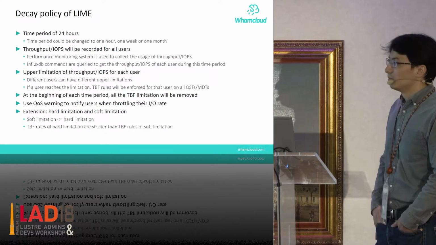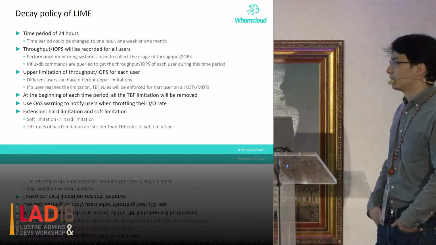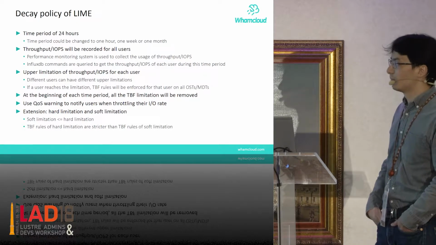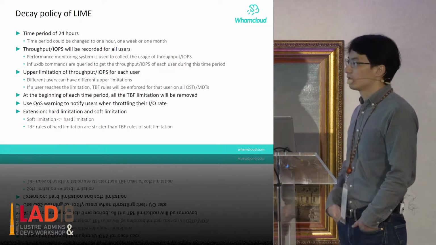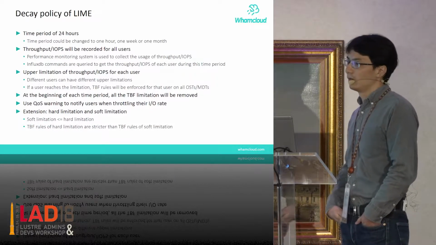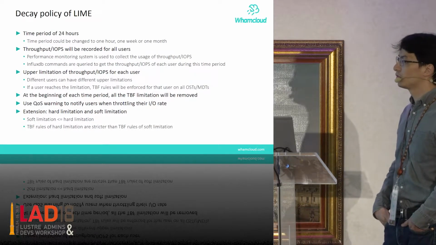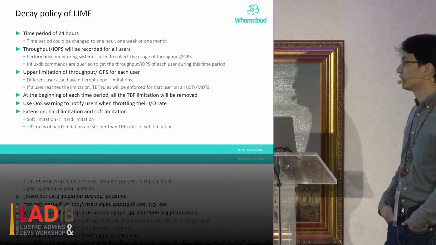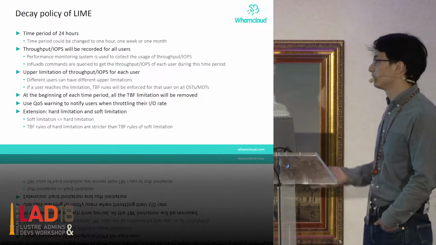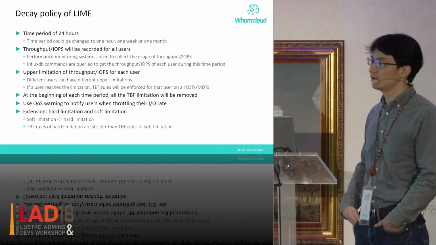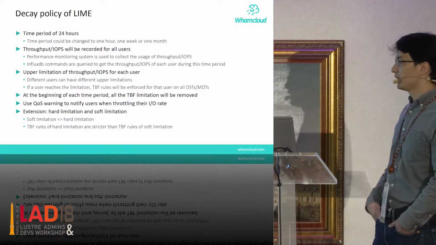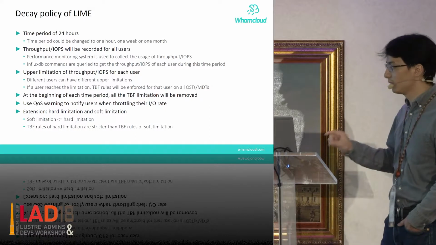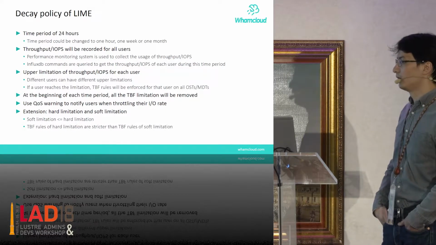And at the same time, because of the QoS warning messages, the users will get some notification from the console of the application. And of course, we can extend this into a form that is similar to the inode or capacity quota, right? We can add hard limitations and soft limitations. So if you reach the soft limitation, maybe the TBF limitation is not so strict. But if you reach the hard limitation, the TBF rules will be very strict, and you can only do very, very small, very slow IOs.